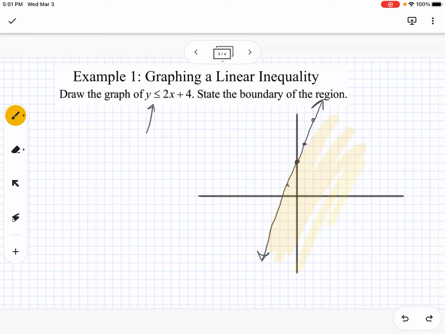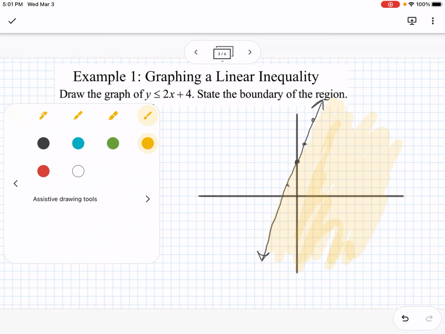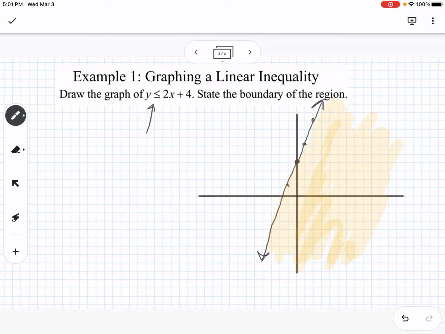Okay, there we go. So that whole region is our shaded region. You can also pick a point, like if I plug 0, 0 in, it would be 0 is less than or equal to 4, and that's true. So you can notice that 0, 0 is shaded. Then the other thing is it says to state the boundary of the region. So we would say that everything on or below the line y equals 2x plus 4 is a solution to this inequality.